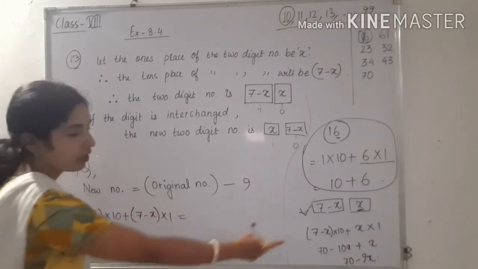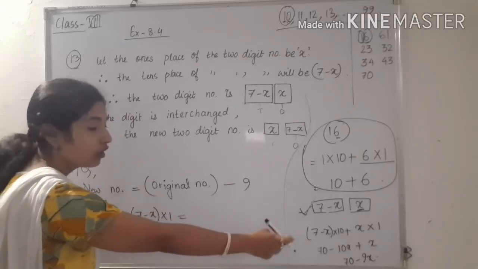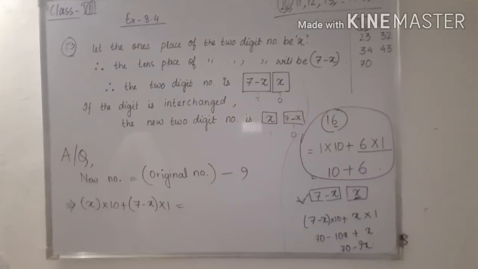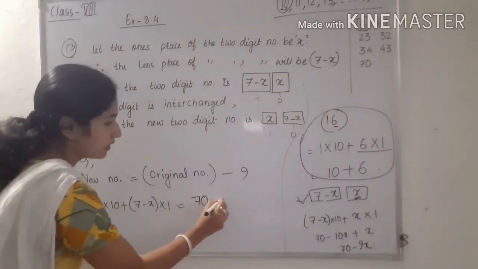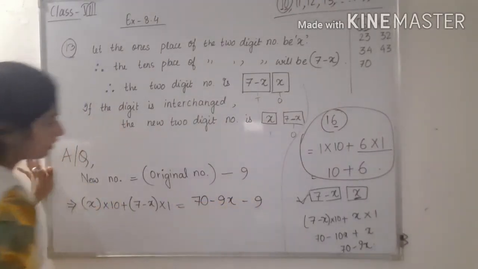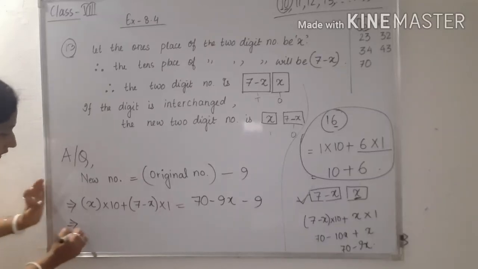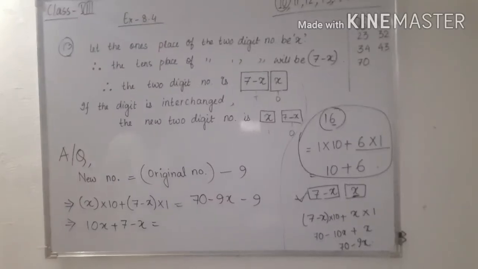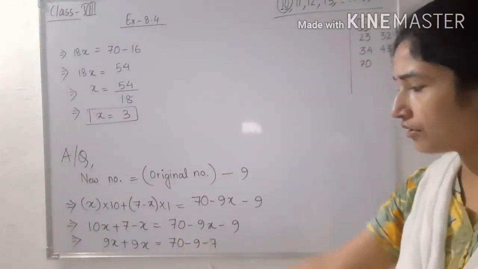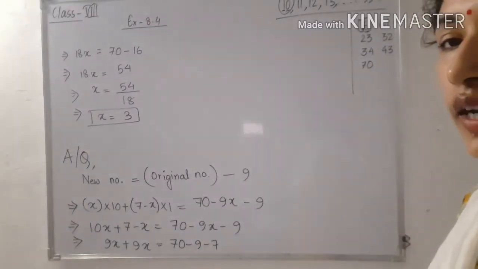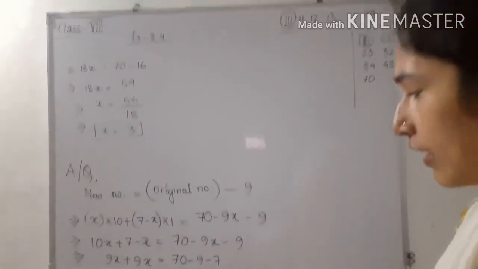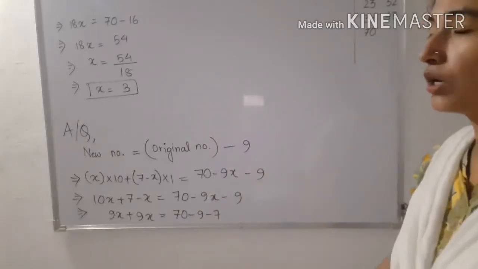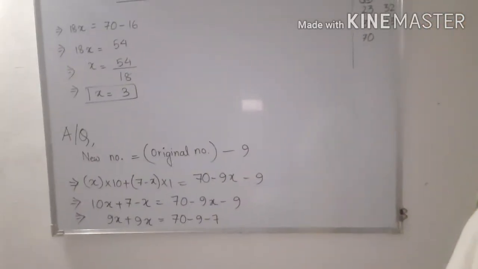The original number I have already solved there, so from there I will write it: that is 70 minus 9x. So here I am writing 70 minus 9x minus 9. Okay, so just solve it. 10x plus 7 minus x. After solving, after transposing and collecting the terms of x and the constants respectively, I got the value of x equal to 3. So x is 3.